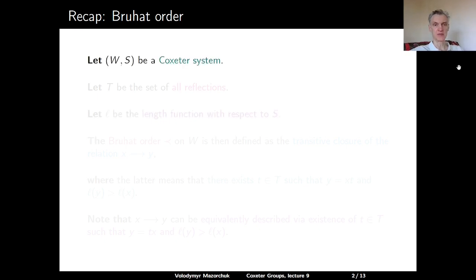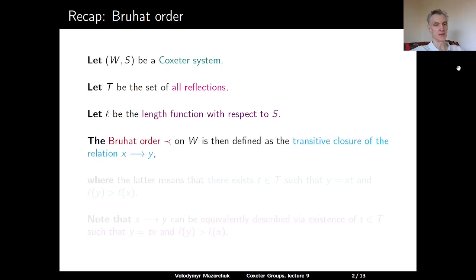Let (W, S) be a Coxeter system, and let T be the set of all reflections in W. Let L be the length function with respect to our Coxeter generators S. The Bruhat order on W is defined as the transitive closure of the following relation, which is usually denoted just by an arrow. So x → y means that there is a reflection t such that y is equal to x times t, and the length of y is strictly greater than the length of x.